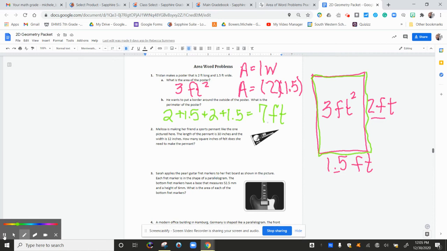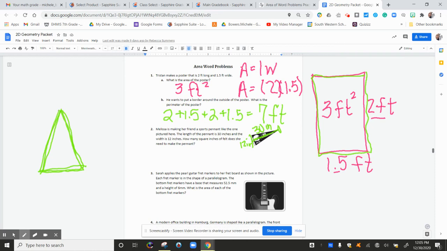The next question says Melissa is hanging up a pennant, pictured here. The length of the pennant is 30 inches, so the distance from here to here is 30 inches, and the width is 12. I'm going to write down these dimensions on my picture. Then I realized that's kind of messy, so let me draw again. I'm going to draw a triangle the way that I like to see it, with the base here.